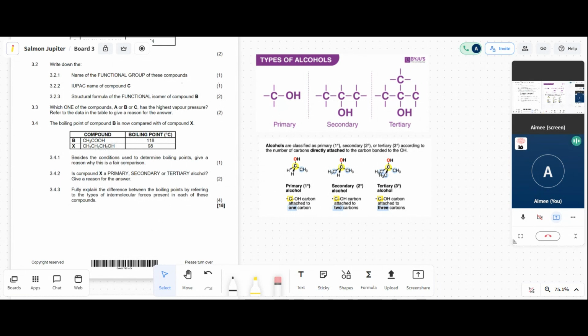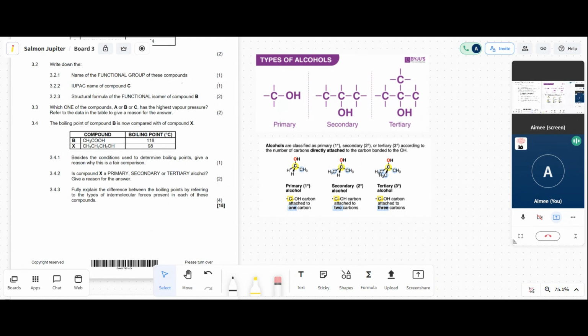Now we move on to 3.4.3. So fully explain the difference between the boiling points by referring to the types of intermolecular forces that are present in each of these compounds. Okay, so this is for 4 marks. So if you are in any way unsure about your answer, I would probably recommend that you write too much rather than too little. They're not just going to give you 4 marks. You can't just write 2 sentences and hope that they're going to give you 4 marks. So you need to be trying to make as many connections here as possible.